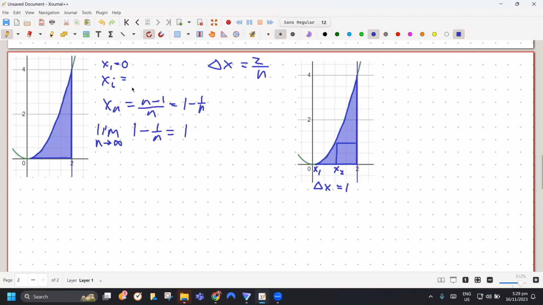Wait mo. So, that is 0 plus delta x times ilan? I minus 1. Okay. So, nagmamatch ba? When I is equal to 1, 0 tayo. When I is equal to 2, plus delta x, which is 1. Ngayon, tingnan natin yung case na divide natin into 3 subintervals. So, copy the graph, divide into 3 equal parts. And then, check natin.